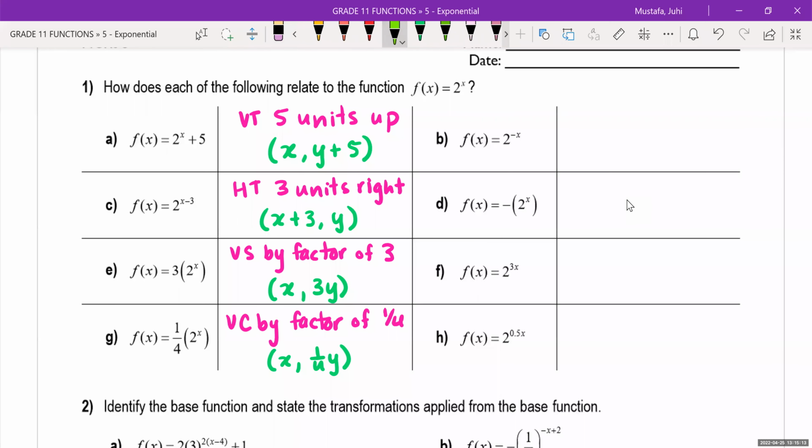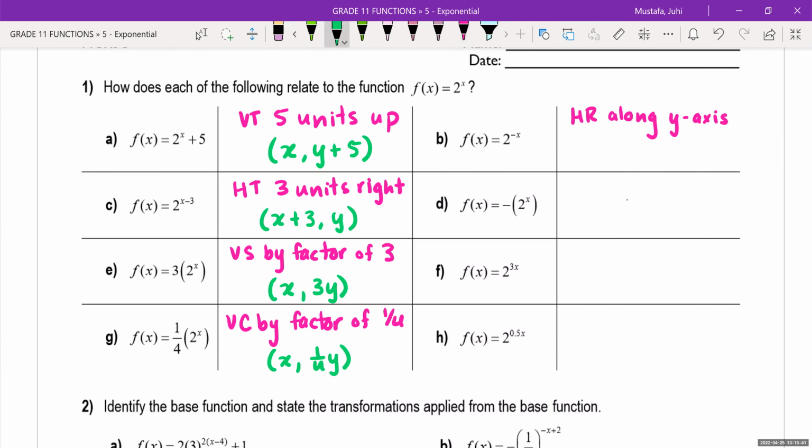Let's keep going. Let's go to question letter B. Here we have f of x is equal to 2 to the power of -x. If the negative is in the exponent, what kind of reflection is that? Good job. Horizontal reflection along what axis? Yeah, and so horizontal reflection along, and the way I think about it is horizontal side to side, so it's reflecting along the y-axis.